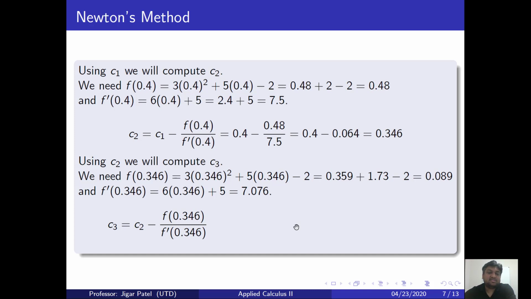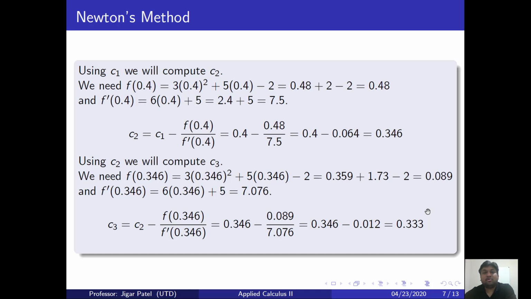Plug the values in. C3 is C2 minus f at 0.346 over f prime at 0.346. If you plug the entries in, you are going to get 0.333. So this is the third approximated solution. You may wonder where should I stop? I'll tell you in the next minute or so when to stop.